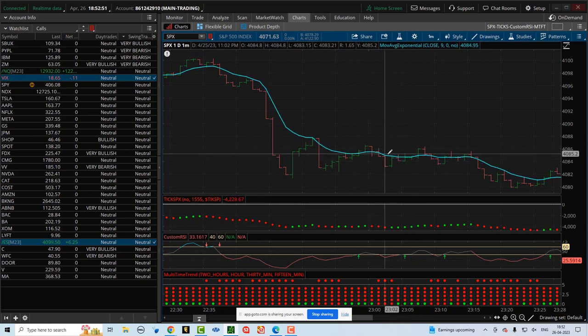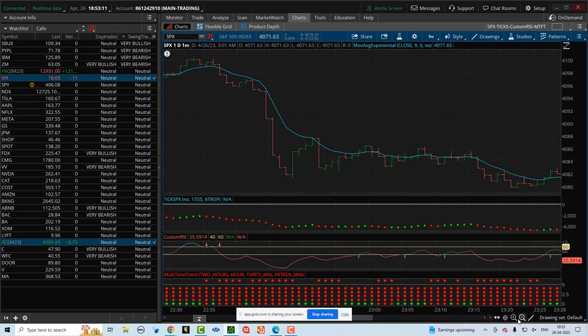So from 4097 to 4084, that is about 15 points on the SPX. Even if you had an at the money option, that option is going to be increasing by about $7.50. So you can imagine the kind of returns or rewards you can pick up with this kind of toolkit.